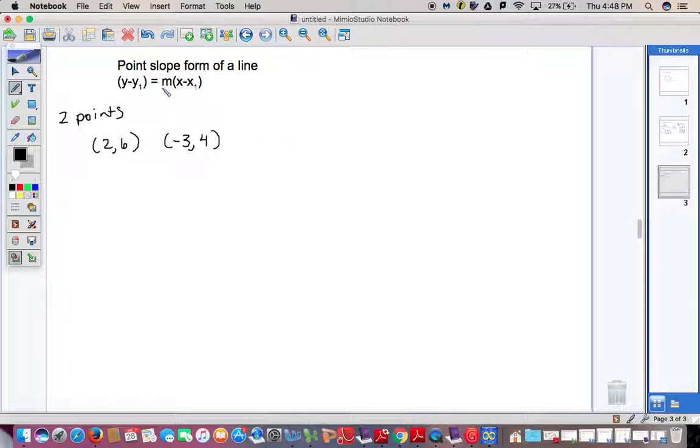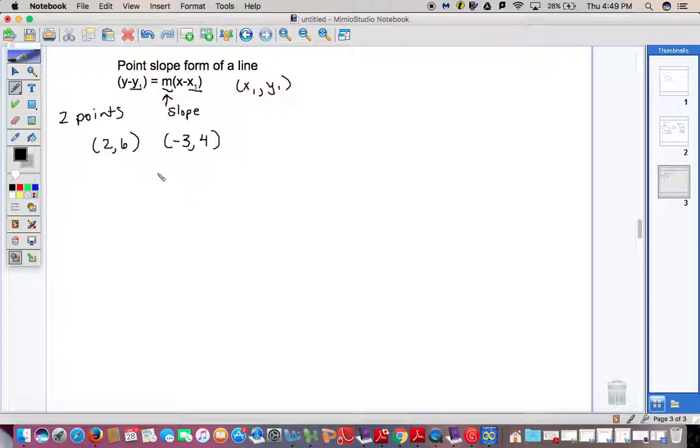Well, we've got m, which means slope. And hopefully you remember that x1, y1 is simply an ordered pair, and that would be the first ordered pair. It doesn't matter which point we choose to use as x1, y1, but you have to use values that correspond. So we would use either 2 as our x1 and 6 as our y1, or -3 as our x1 and 4 as our y1. But you're not allowed to intermingle these 2 points.